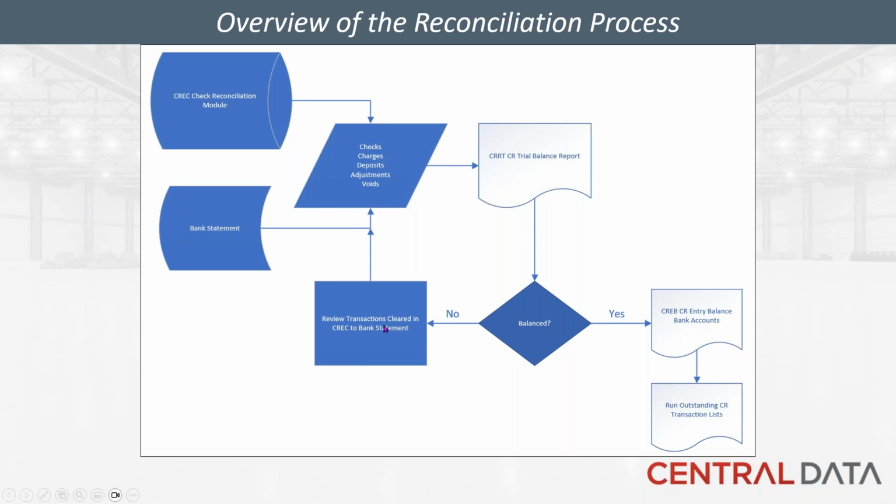But we go back, we review what was cleared. Perhaps we have things that were in CREC that we failed to clear. Or perhaps we have things that were on our bank statement that weren't in CREC that we completely missed, right? So now we have to go post it and fix that. But you keep going around in this little middle circle until you get a trial balance report that actually has no variances. So that's the indication that everything that you have cleared in check rec matches your bank statement.